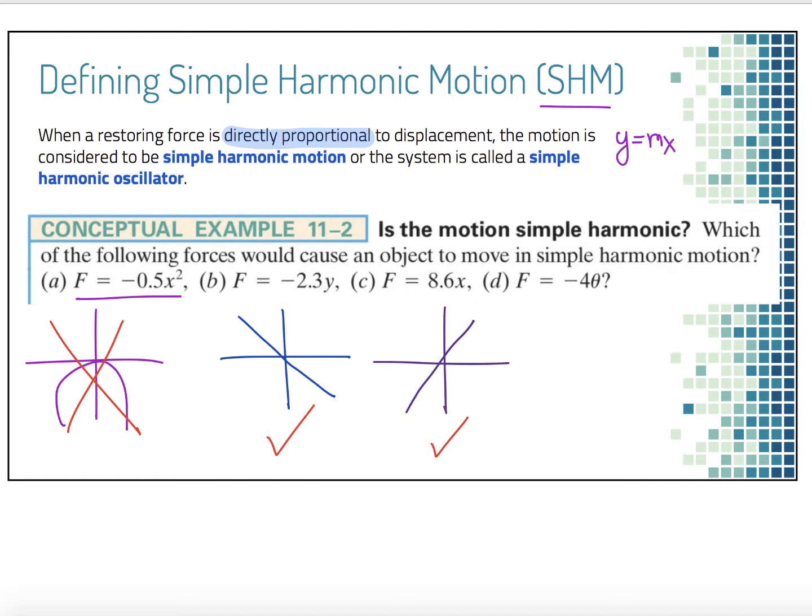Now if we look at D, we have F equal to negative 4 times theta. This is a little bit weird, but if you think about theta as an angular displacement, then again we have something that is directly proportional to this angle. So this would in fact be a simple harmonic oscillator because it is directly proportional to something. In this whole thing, we have a quick summary: if we have something that is parabolic, that is not directly proportional, therefore it is not going to undergo simple harmonic motion. We would call that some kind of complex harmonic motion because this force is not directly proportional, but a little bit more complicated.